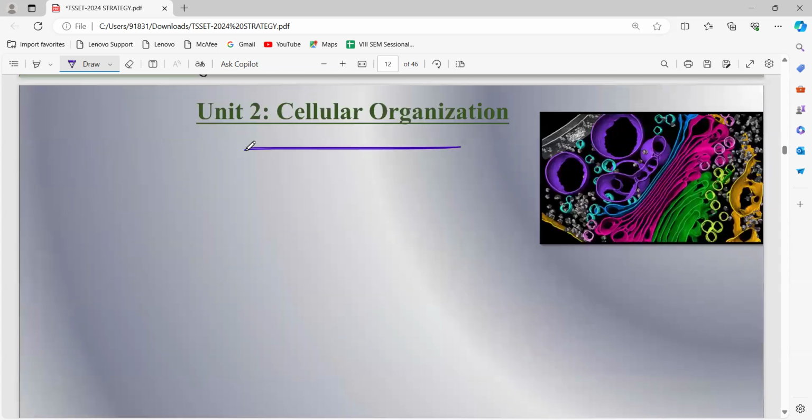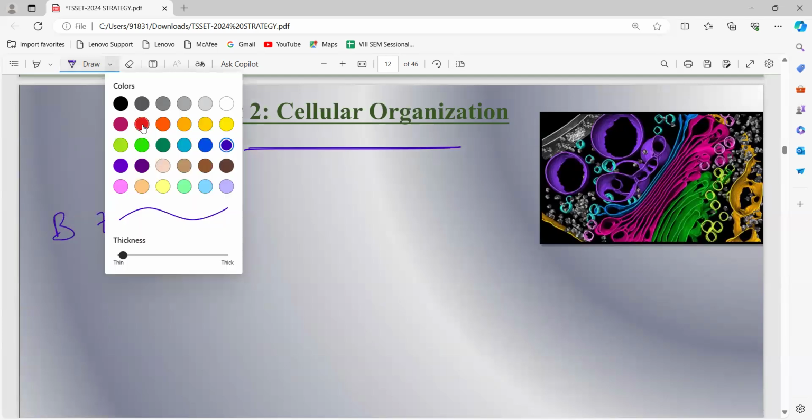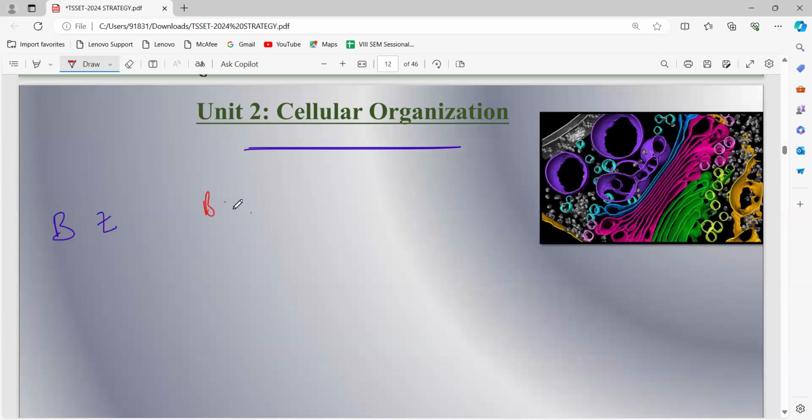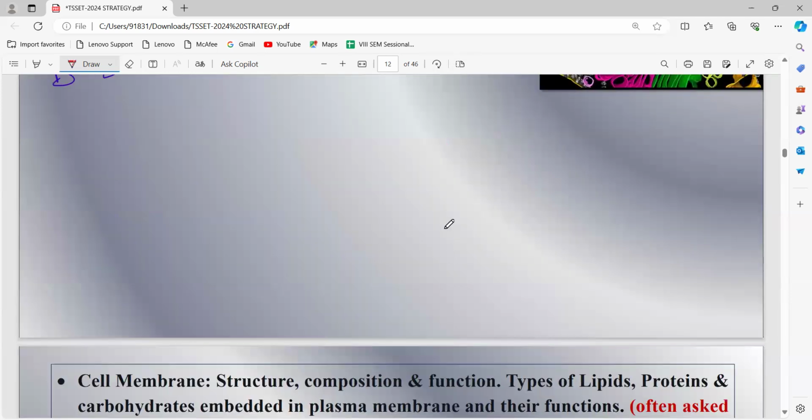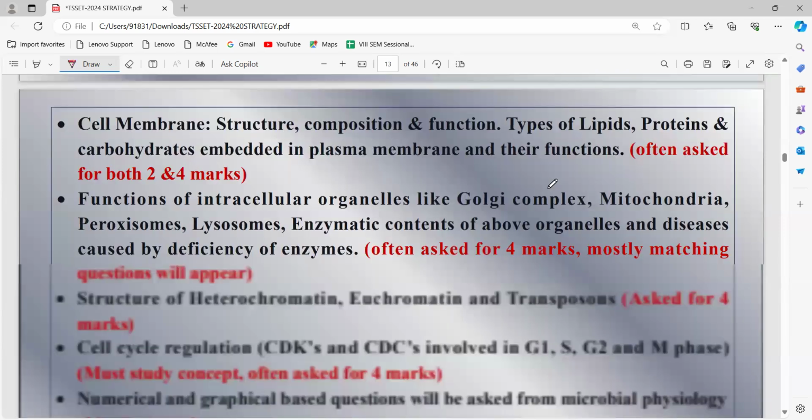Next one: cellular organization. Of course, for botany students, zoology students, biotechnology students, microbiology students, biochemistry students, for everyone, cell biology is one of the easiest units. Again, friends, from this particular unit also, we can expect a minimum of 6 to 7 questions compulsorily.